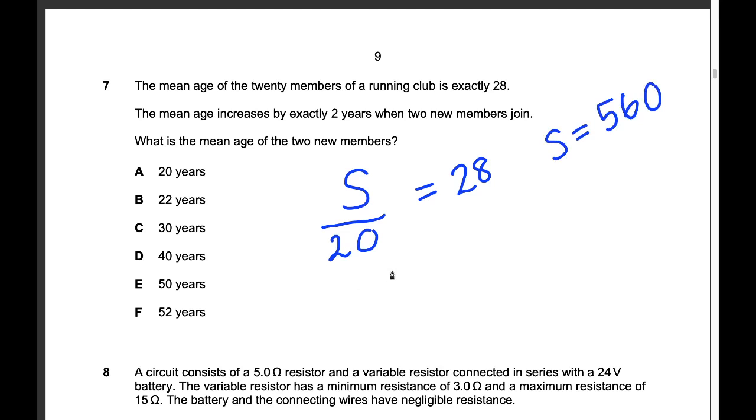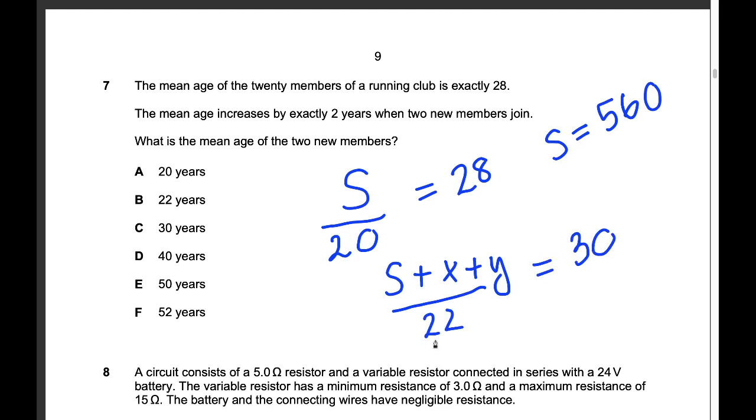Okay, now I add another 2 people to my running club, so I'm going to add that sum plus an X and a Y. These are my 2 new runners. And now I would divide by 30. And it says that the mean age increases by exactly 2 years. Sorry, I'm not dividing by 30, I'm dividing by 22. And my mean is 30.